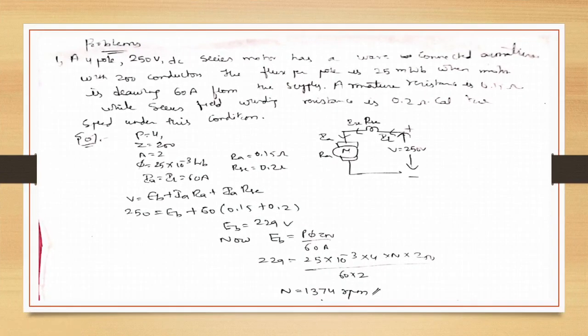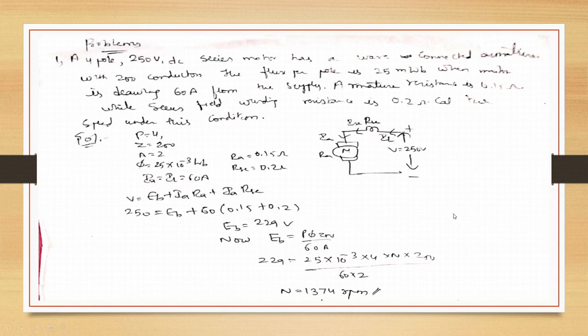Let us see numerical problems on types of DC motor. A 4-pole 250 volt DC series motor has a wave connected armature with 200 conductors. Flux per pole is 25 milliweber. When the motor is drawing 60 amps from the supply, armature resistance is 0.15 ohms, while series field resistance is 0.2 ohms. Calculate the speed under this condition.